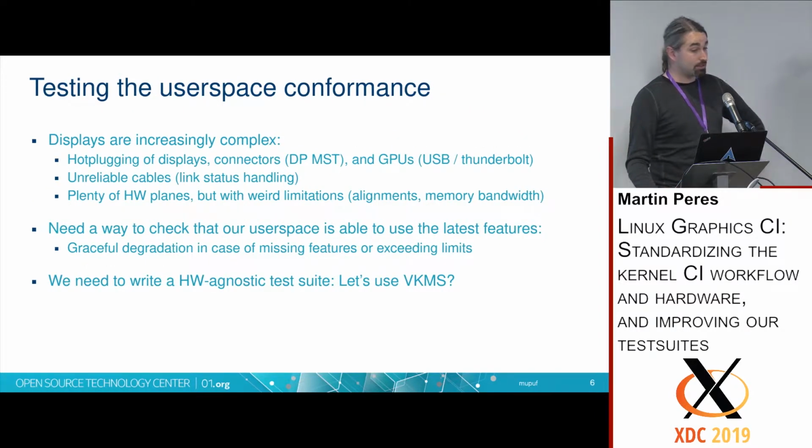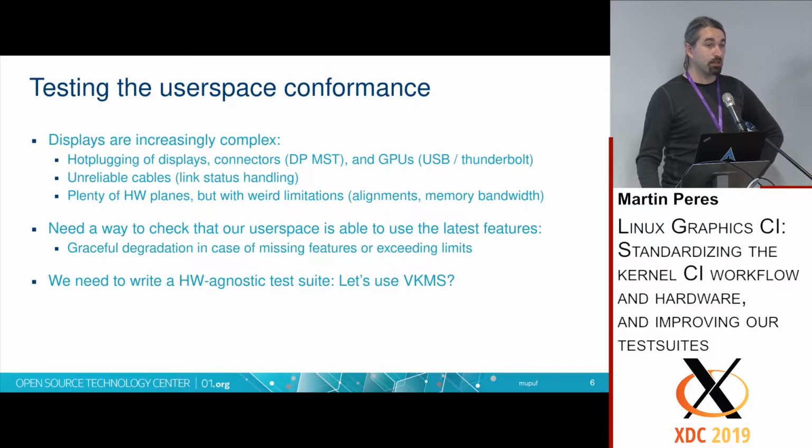Now, what is not tested is the user space conformance. An interface is used both ways, right? IGT is testing that the kernel is doing the right thing, but then we don't have a test for the user space to verify that it is handling it properly.